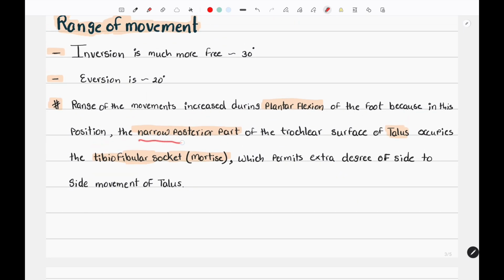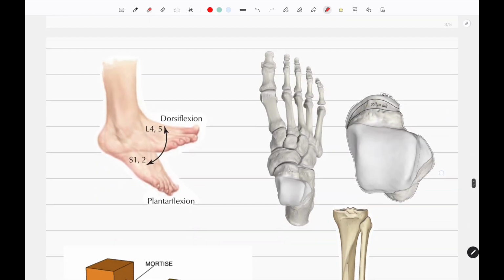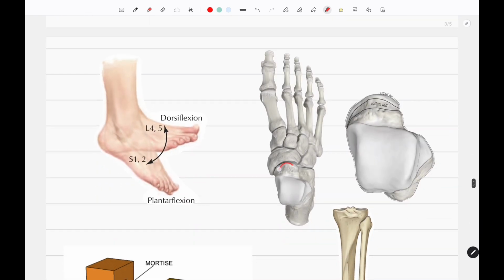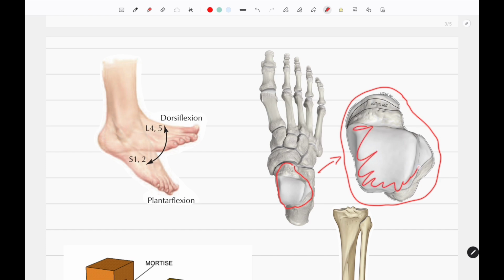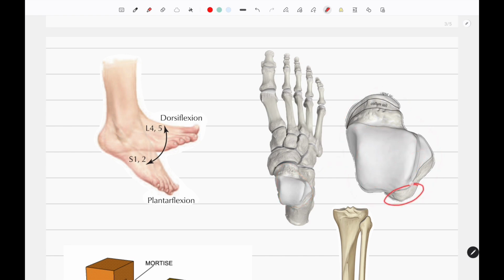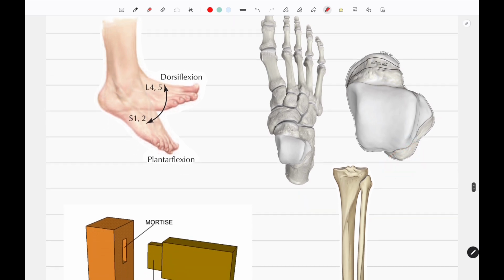Now the narrow posterior part of the trochlear surface of the talus. This is our talus bone. I have zoomed it in. This is the upper trochlear surface which articulates with the tibia and fibula, and this is the narrow posterior part. You have to remember this narrow posterior part, which is important for understanding this point.